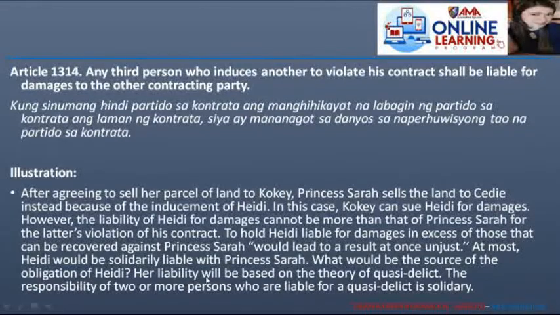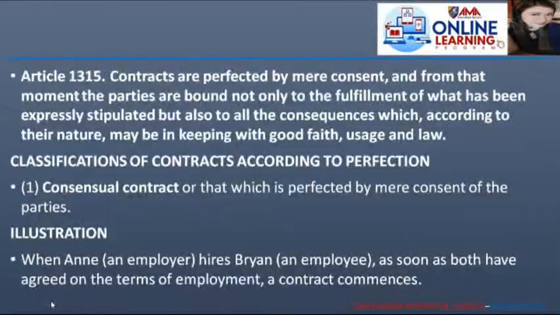Her liability will be based on the theory of quasi-delict. So, di ba, nabanggit natin kanina, quasi-delict is one of the sources of obligation. So this is a perfect example bakit nagkaroon ng obligasyon bigla si Heidi because of quasi-delict. So the responsibility of two or more persons who are liable for quasi-delict is solidary.